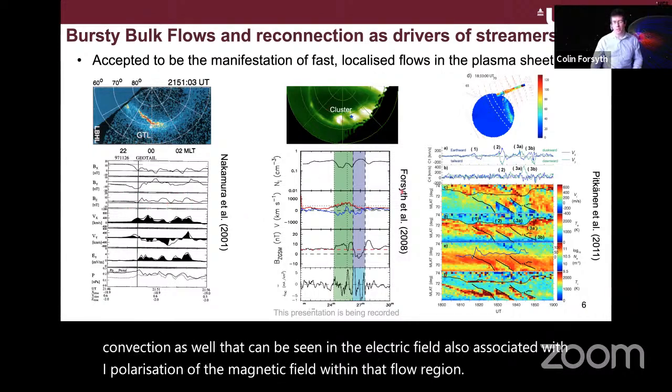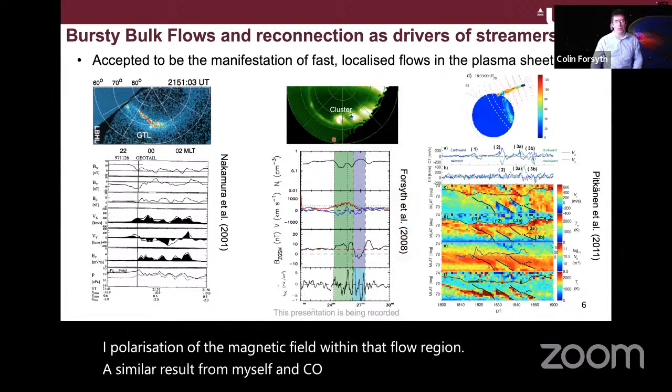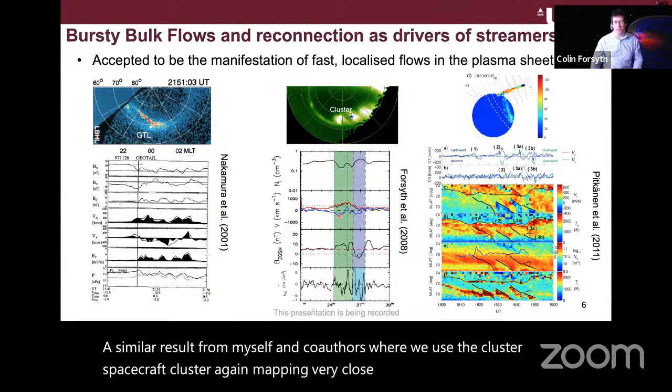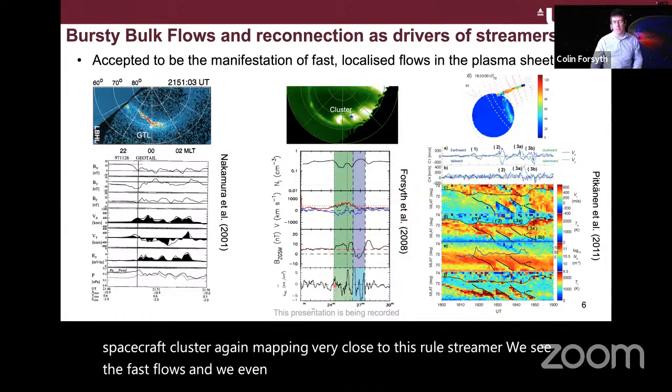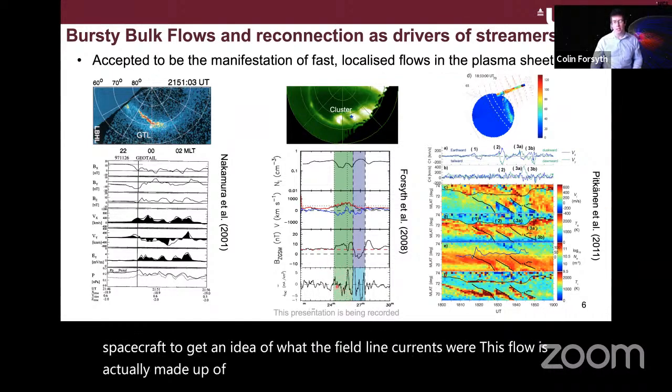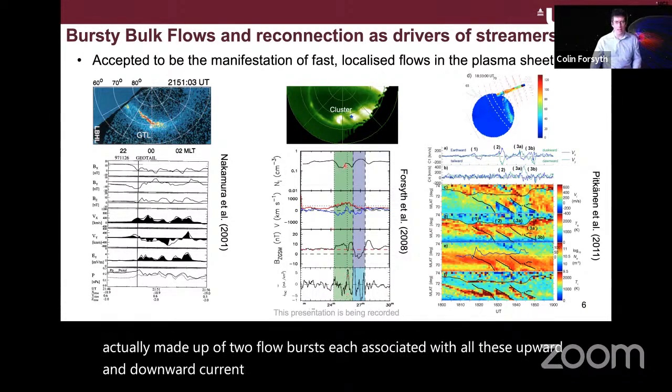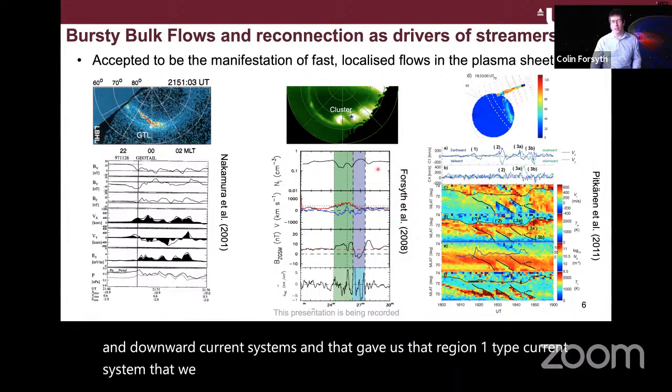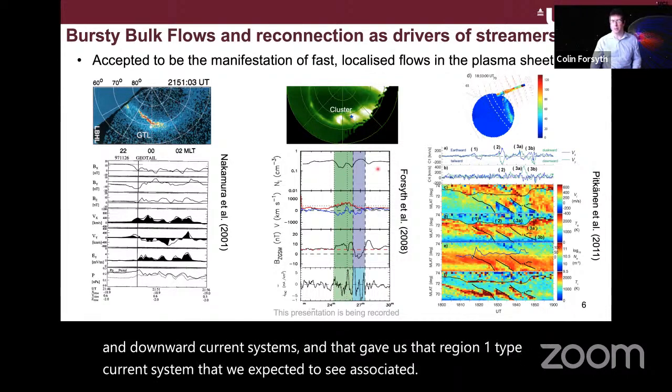A similar result from myself and co-authors, where we used the Cluster spacecraft, Cluster again mapping very close to this auroral streamer. We see the fast flows, and we even managed to use the curlometer technique, the four spacecraft, to get an idea of what the field line currents were. This flow is actually made up of two flow bursts, each associated with one of these upward and downward current systems. And that gave us that region 1 type current system that we expected to see associated with the streamer.